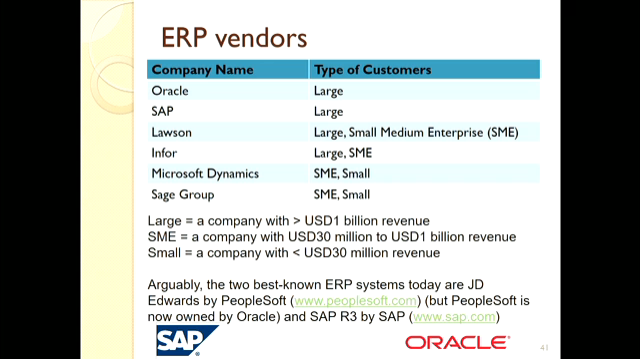They focus purely on large companies. And Lawson and Infor, these are another 2 companies, develop ERP systems for mostly medium-sized companies. And Microsoft Dynamics and Sage develop ERP for small businesses. So these are the definitions for large, small, and medium-sized business.